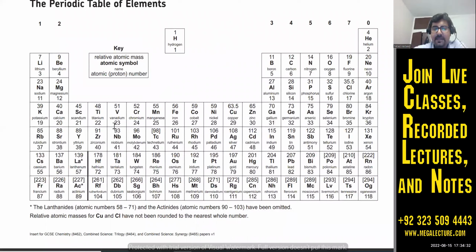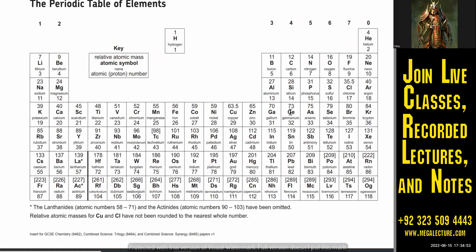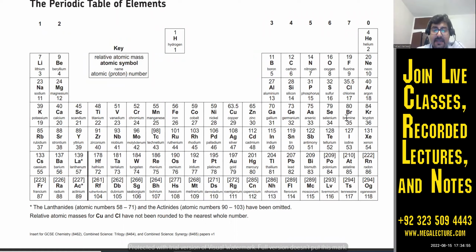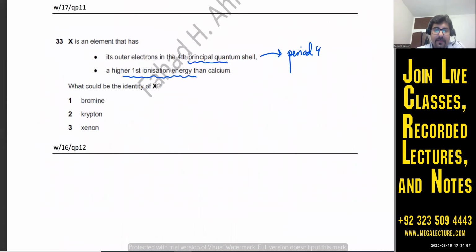Now calcium is over here. That's group 2. So that's calcium. There's going to be a dip at group 3, so that's gallium. उसके बाद फिर increase होती जाएंगी. So all of these elements across the period, when you move across the period, they're going to have ionization energies that are going to be greater than calcium. Is that clear? Yes, sir. Bromine and etc. will have ionization energies greater than calcium. So bromine is one option.